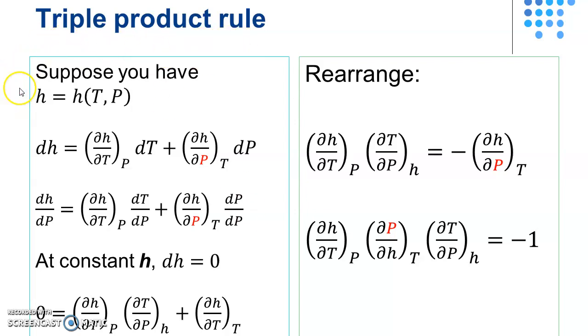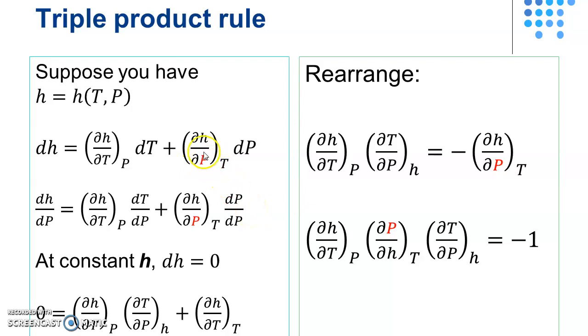Now suppose you have enthalpy as a function of temperature and pressure. If you apply the expansion rule, you will get this equation here, right? Now, what if I differentiate this equation against pressure at constant enthalpy? So if I differentiate against pressure, what I'll get is dH over dP equals to blah blah blah, right?